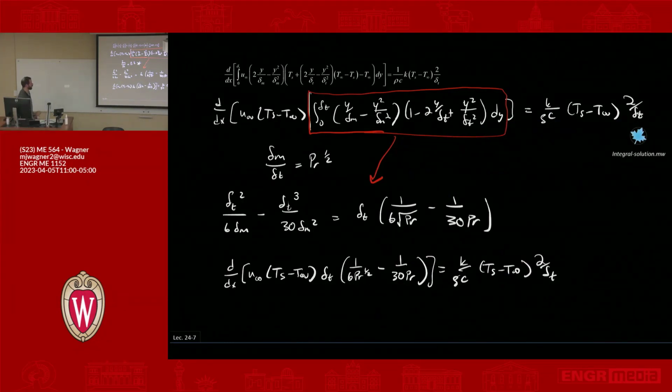Okay, so we can solve this ODE in terms of delta t. You have this constant stuff that can come out. This whole term here is also a constant. Prandtl we're assuming is a constant. So the only thing that's left is a bunch of constant stuff times d delta t dx. And then on the right-hand side, you have k over rho c, which is all constant, over delta t. So you can solve this ODE. It's separable. We can get a result here.